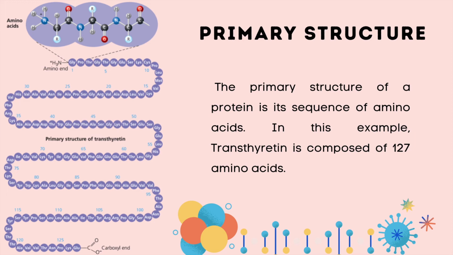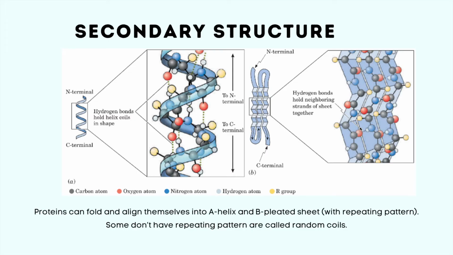Next, the secondary structure of proteins occurs when the polypeptide chains form a helix or a pleated sheet structure. The alpha helix is shaped like a coil, and the beta pleated sheets have two or more segments of the polypeptide chain lying side by side together. The coils and folds are the result of hydrogen bonds between the repeating units of the polypeptide backbone.